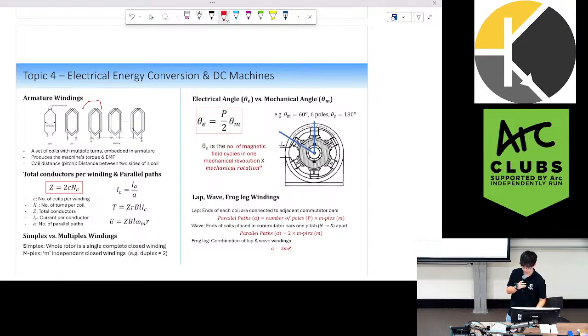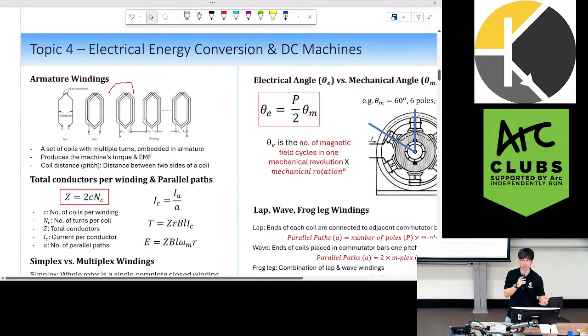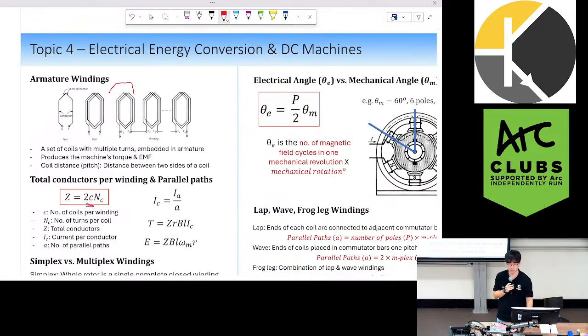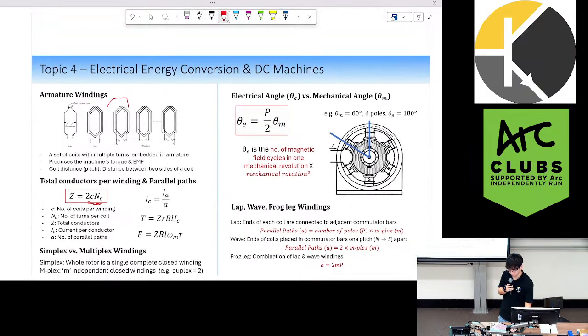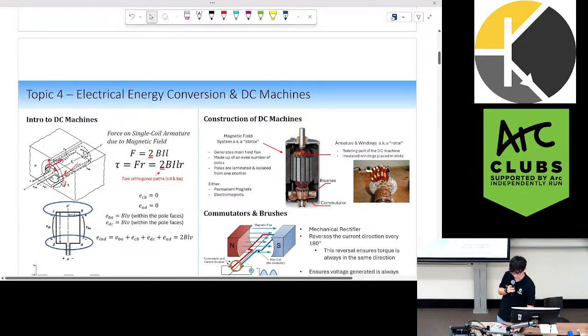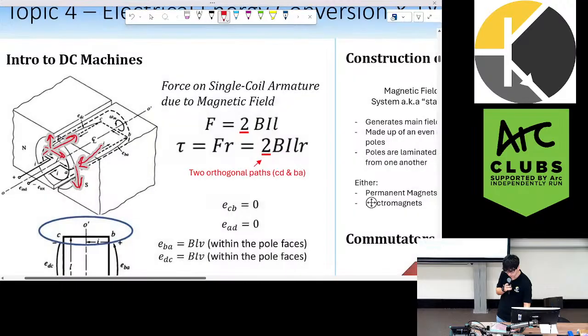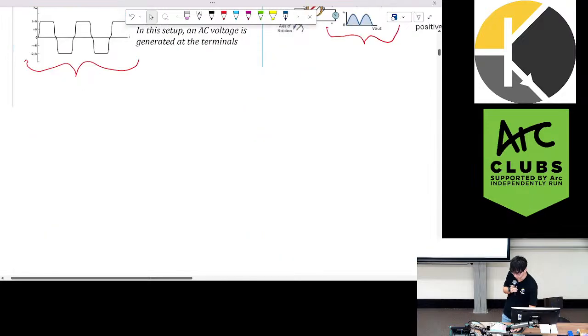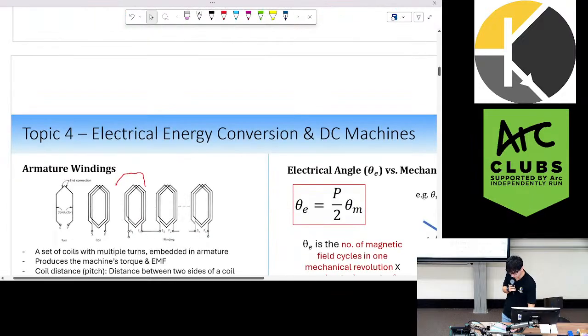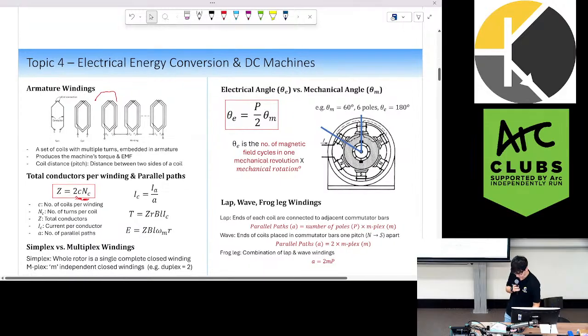So if we wanted to know the total number of conductors that are in a DC machine, we would need to know the number of coils we have, the number of turns in every coil, and we would need to multiply that by 2. The reason we're multiplying by 2 is because if we look at the diagram, for one coil or for one turn, we have two sides of the DC machine being affected by the magnetic field. So we have two lots of torque being generated for every turn that we have. So that is why we have the 2 out the front.